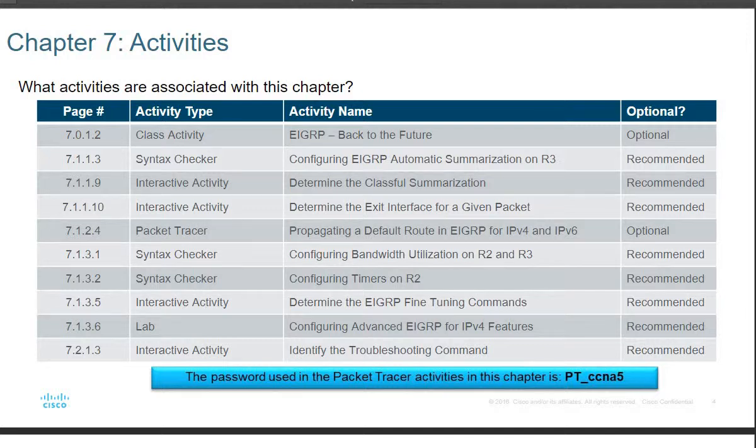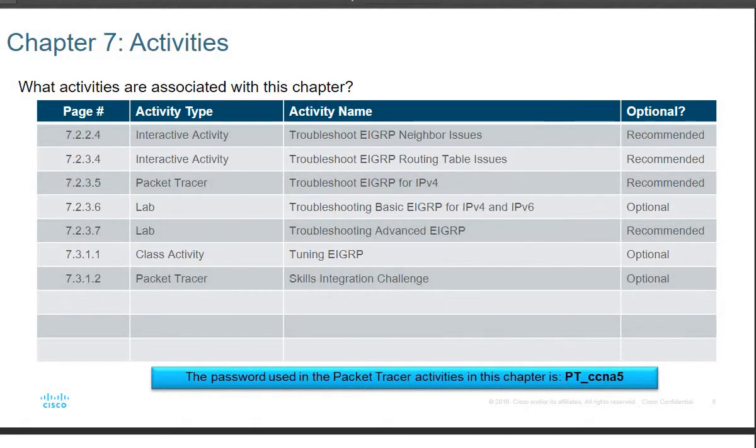7.1.3.2 Syntax Checker, Configuring timers on R2, recommended. 7.1.3.5 Interactive Activity, Determine the EIGRP fine-tuning commands, recommended. 7.1.3.6 Lab, Configuring Advanced EIGRP for IPv4 features, recommended. 7.2.1.3 Interactive Activity, Identify the troubleshooting command, recommended.